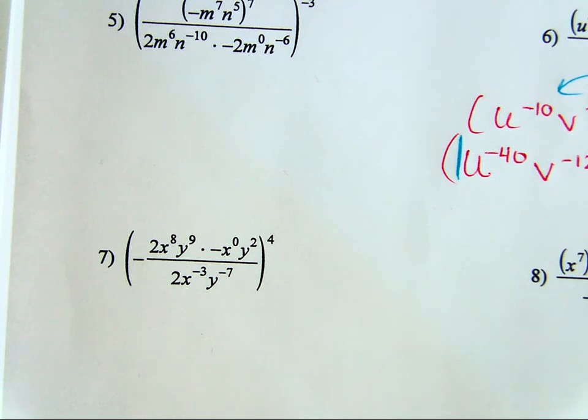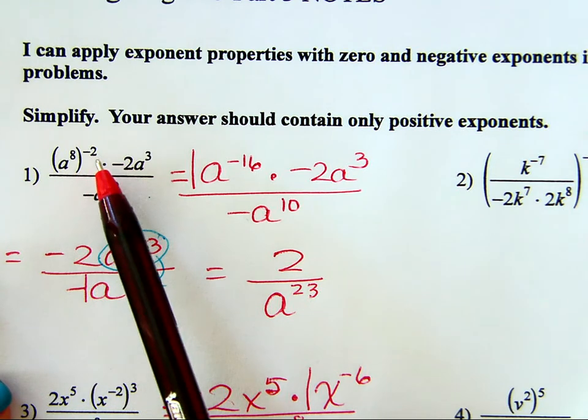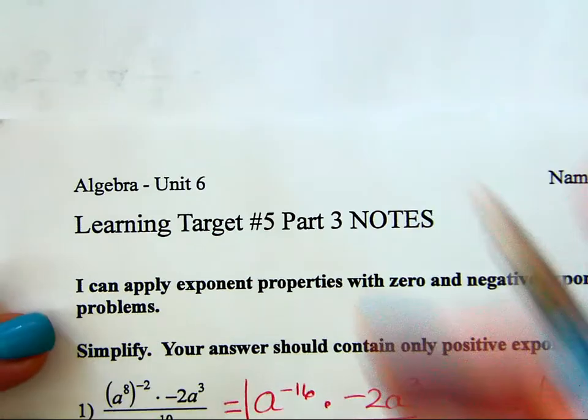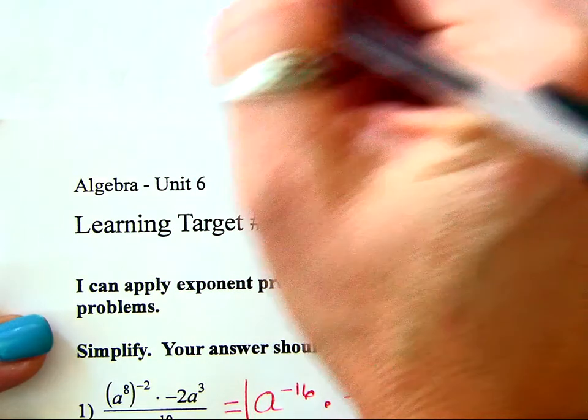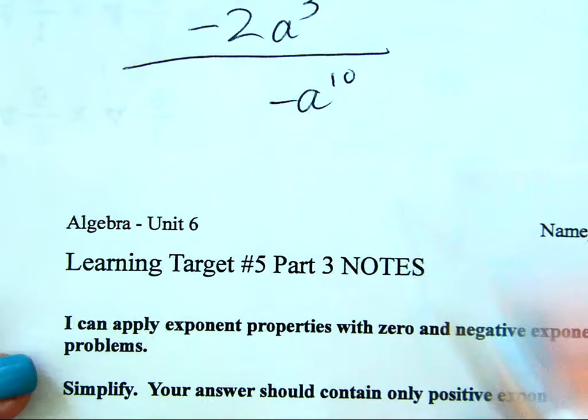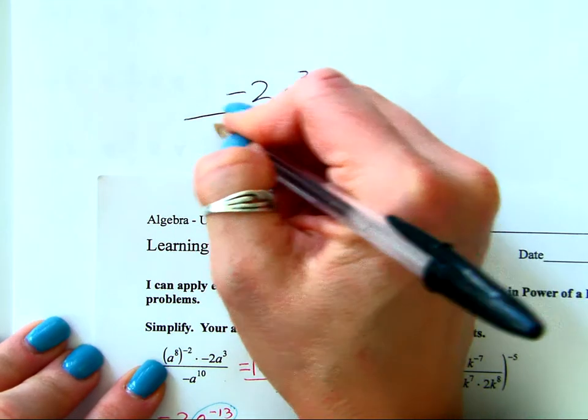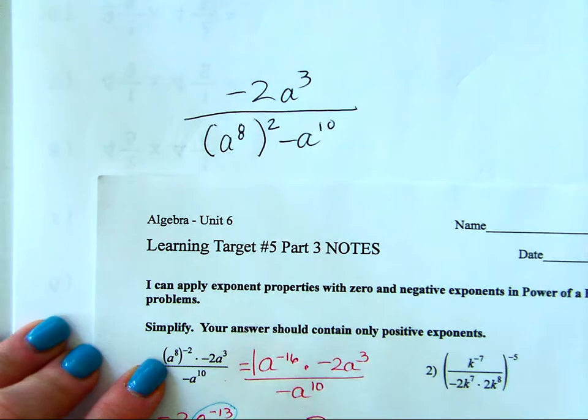Esteban, how come it's easier to bring the negative exponent up when it's on the top? On number one, there's the negative 2. How come we didn't bring that down? You could have. You very well could have. You could have made this negative 2a to the 3rd over negative a to the 10th and moved this whole thing and made it a to the 8th to the positive 2nd. You could have done that if you wanted to.